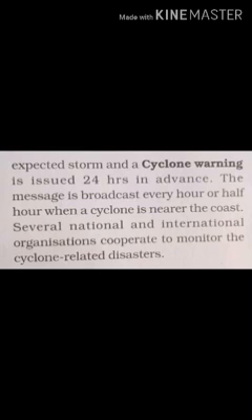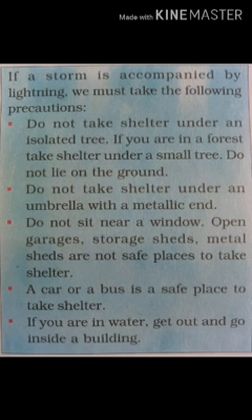So cyclone alert or cyclone watch is issued 48 hours in advance of any expected storm, and a cyclone warning is issued 24 hours in advance. The message is broadcast every hour or every half an hour when a cyclone is near to the coast. And there are several national and international organizations which cooperate to monitor the cyclone and the related disasters. They keep on warning the people of the area so that they can prepare themselves.